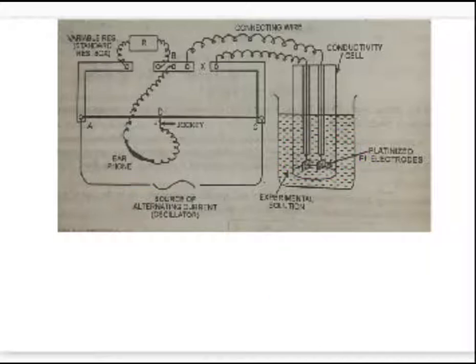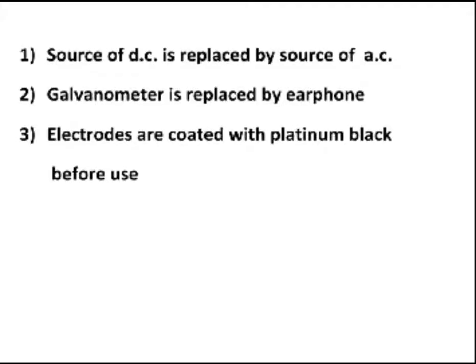Is it okay? So let us summarize what we have done for calculating the conductance or the resistance of an electrolytic solution. What are the changes we have made? Instead of a direct current source, we have replaced it by an AC current source. We next replace the galvanometer by an earphone. Then the electrodes of the cell are coated freshly with platinum black before use. Okay, so now the complete assembly for the measurement of the electrolytic conductance.